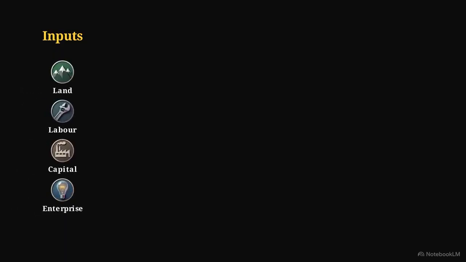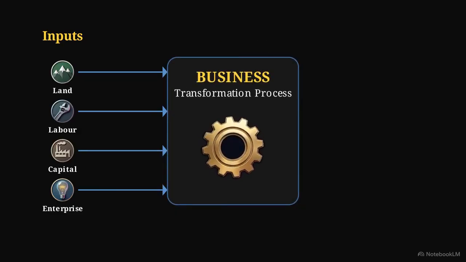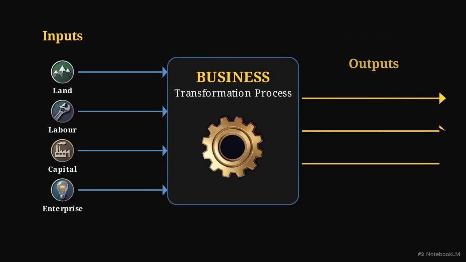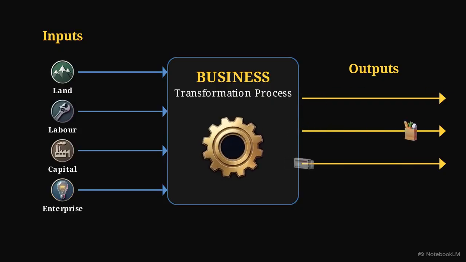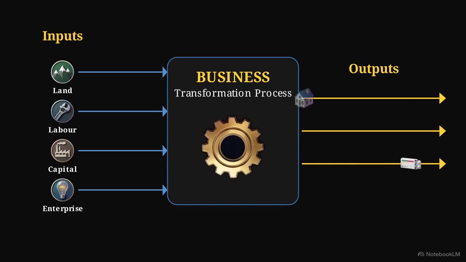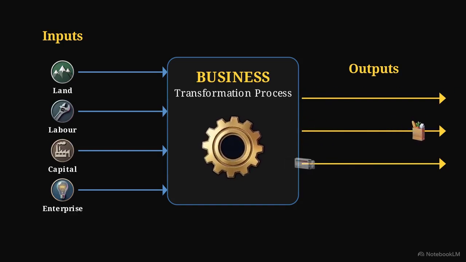A business functions as a system to combine factors of production, transforming those scarce resources into goods and services that satisfy human needs. This flow represents the transformation process. It is the mechanical engine of all business activity, taking raw inputs and converting them into saleable outputs. For this engine to run, it requires 4 essential ingredients, known as the factors of production.